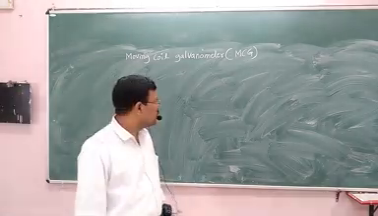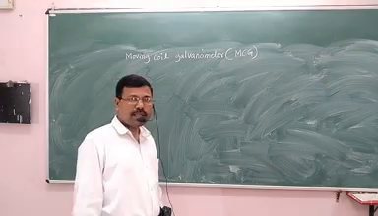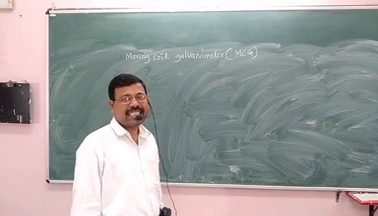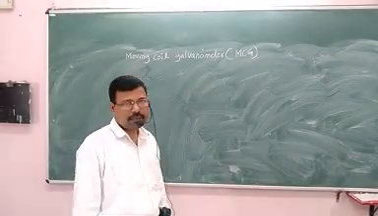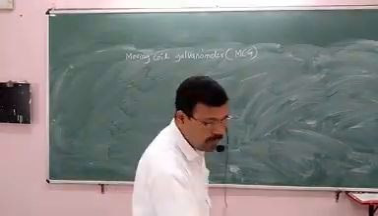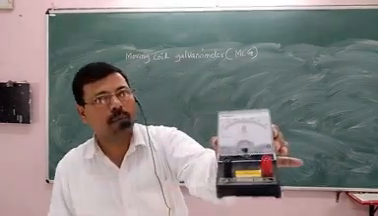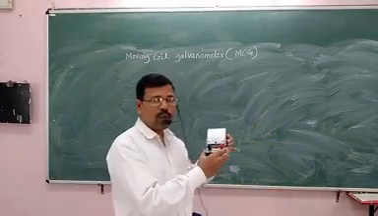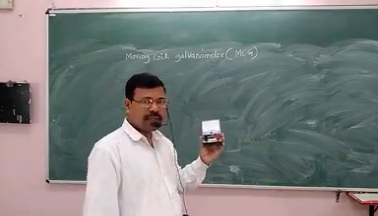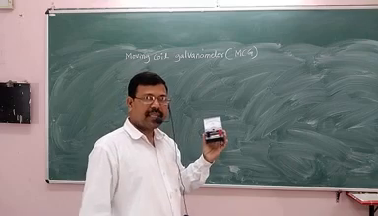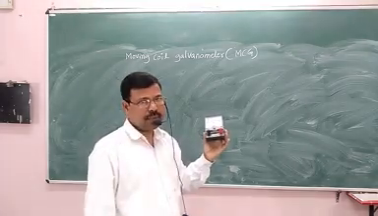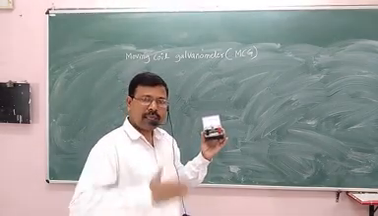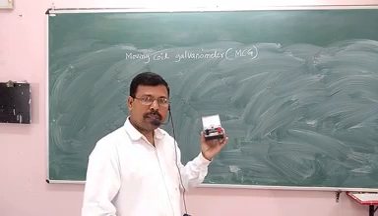In today's session, I have planned to discuss a very important device known as MCG, the Moving Coil Galvanometer. Here is a device, the moving coil galvanometer. It is basically used to detect an electric current in a circuit, and it can be converted into a voltmeter and an ammeter.